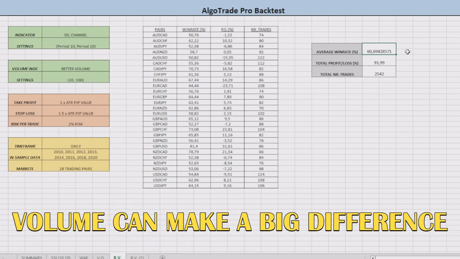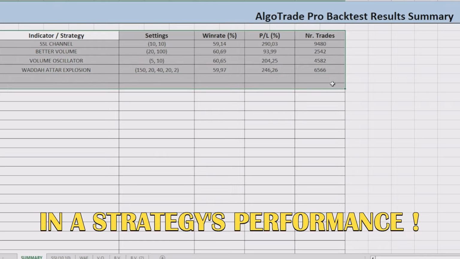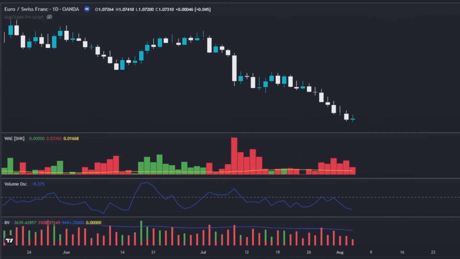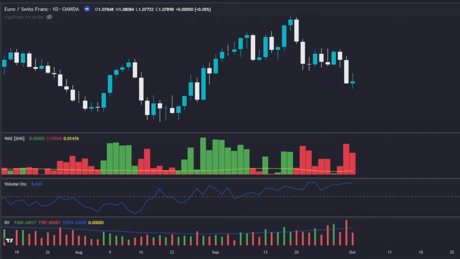So, we proved that the volume indicator can make a big difference in the performance of a strategy. And, therefore, I strongly advise you to use a volume indicator whenever you trade in the markets.